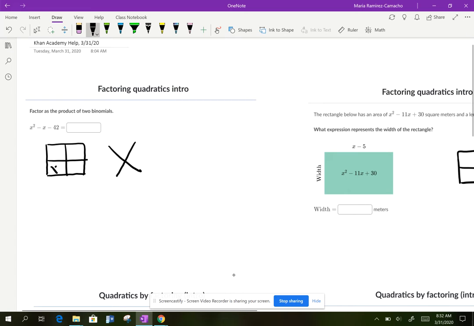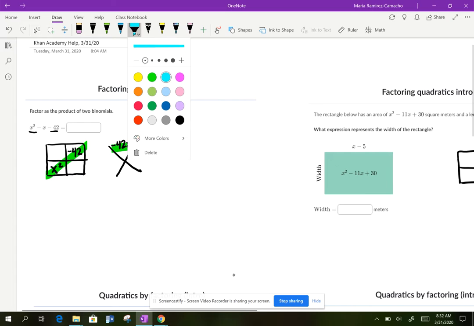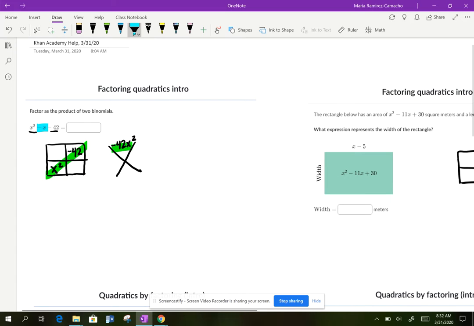I'm going to put my x squared term in the lower left corner, my constant term in the upper right corner. Multiply these two to get the top of the diamond. This would be negative 42x squared, and then my x term always goes in the bottom of the diamond, negative x. So the two terms that multiply to negative 42x squared and add to negative x would be negative 7x and positive 6x. Since negative 7 times 6 is negative 42, and negative 7 plus 6 is negative 1.